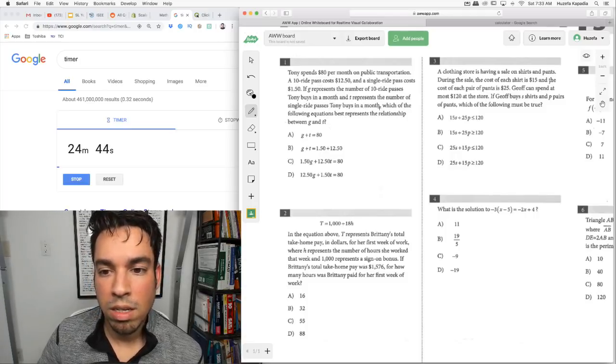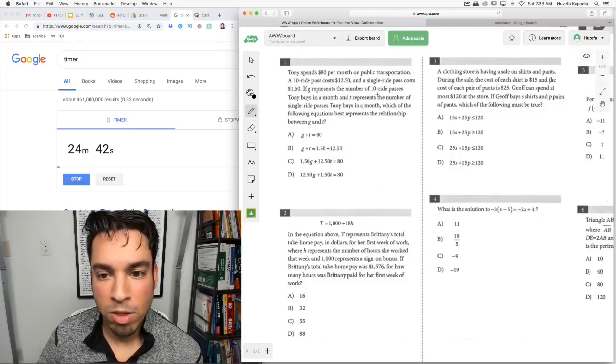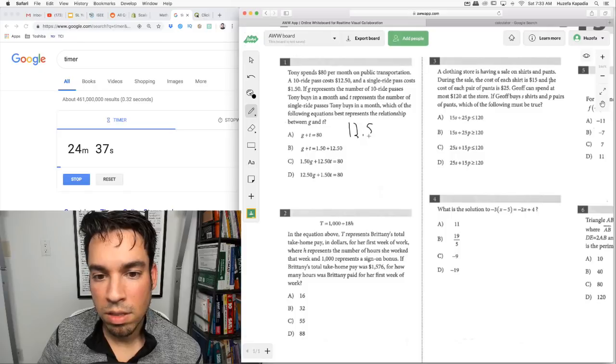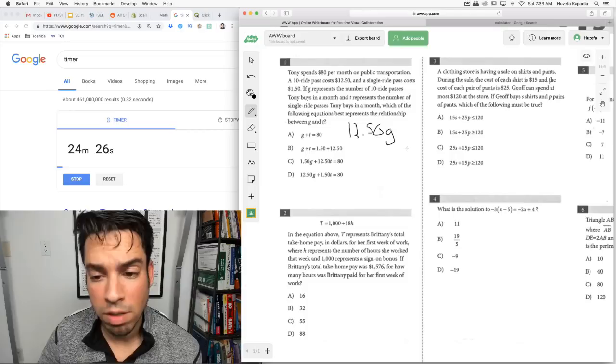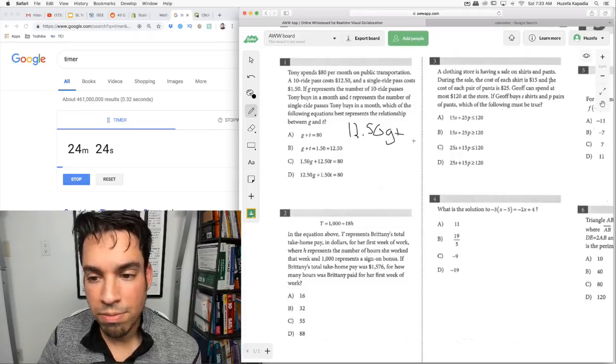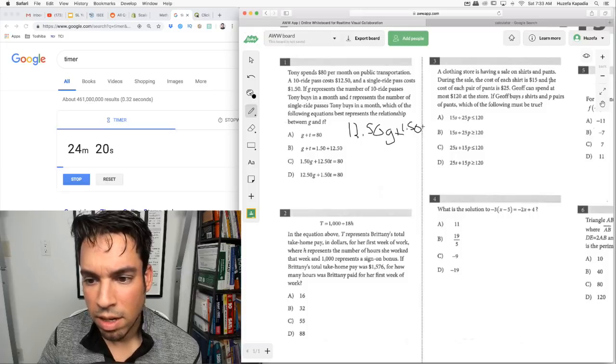So he spends $80 per month and a 10 ride pass costs $12.50. So we have $12.50 times G, because G represents 10 ride passes, that's the total cost of those, plus $1.50 times T, the single rides. And that's the equation.